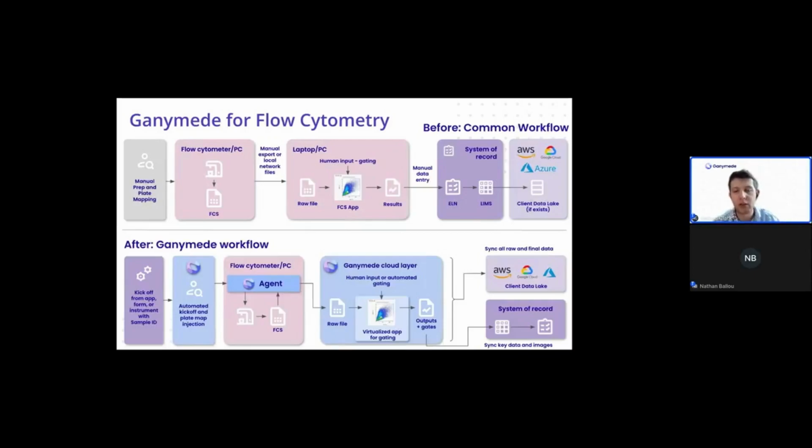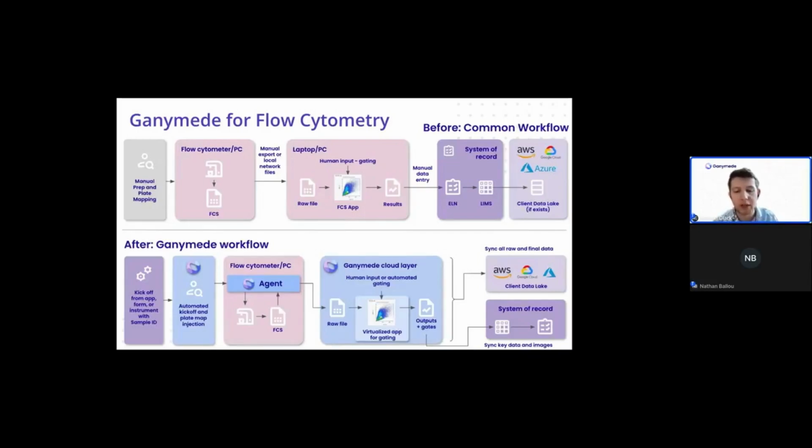And then our agents, which take a variety of forms, but in this case are likely a PC-based program sitting on that computer attached to the flow cytometer, can kick it off, can wait for the data to come out, and then can get the FCS files or whatever it is off of that. And then we'll put the raw files into Ganymede.